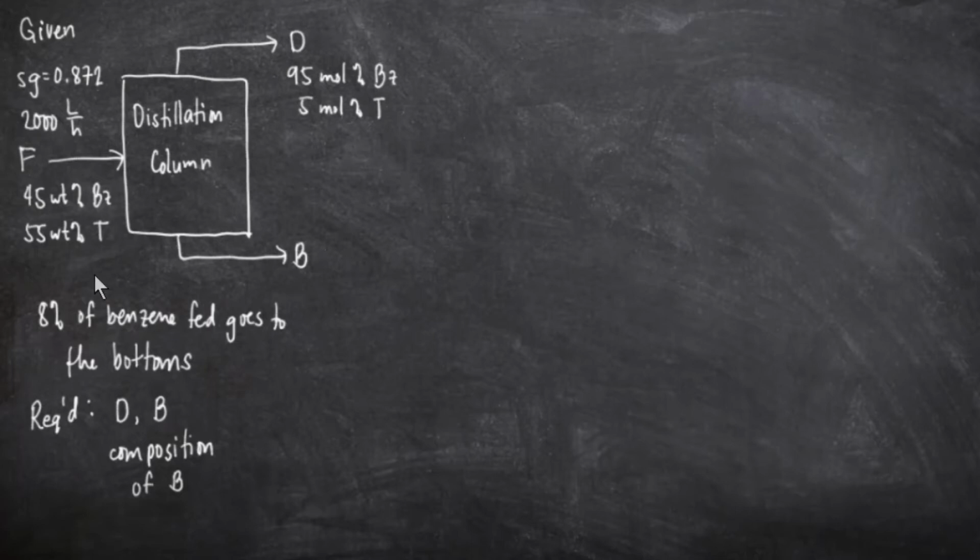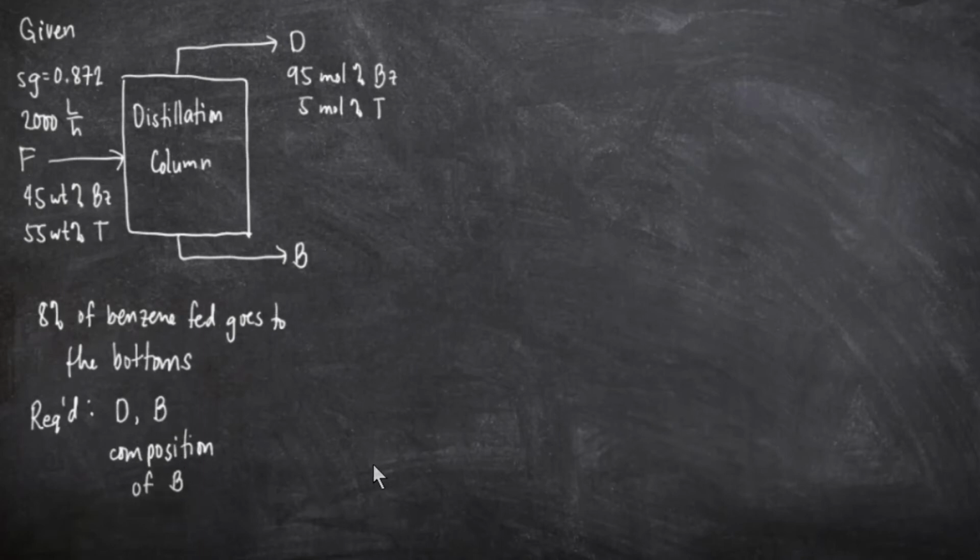We are also given another information that 8% of the benzene fed goes to the bottoms. That is 8% of the benzene in the feed. Our given flow rate of the feed is in a volumetric flow rate, that is 2000 liters per hour. And we were given a specific gravity of the feed. So we would have to convert this volumetric flow rate to a mass flow rate before we proceed with the balances. And for this problem, we are required to solve for the mass flow rates of the distillate and the bottoms, as well as the composition of the bottom stream.